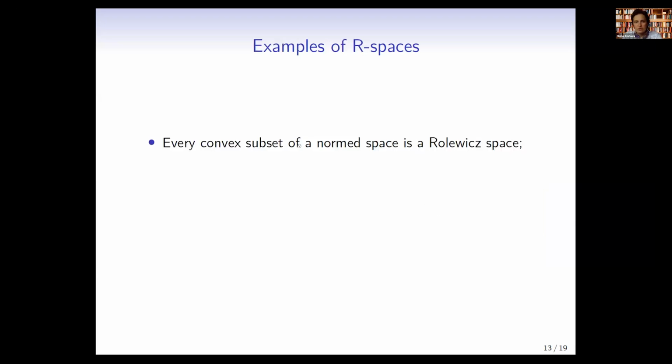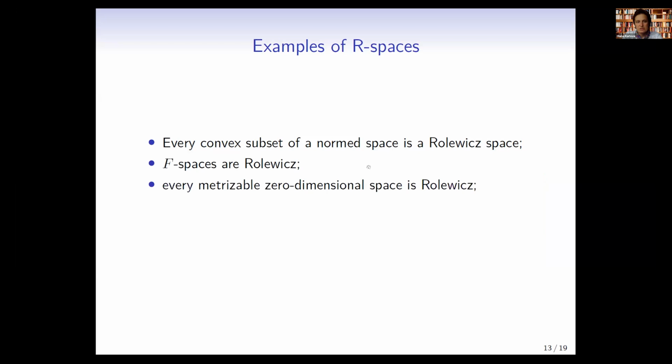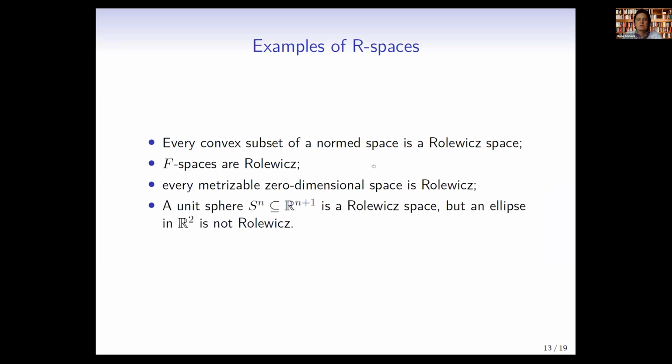Some examples of R spaces: all convex subsets of a normed space, F spaces are Rolewicz spaces, and every metrizable zero-dimensional space is Rolewicz. And a more specific example: a unit sphere is a Rolewicz space, but at the same time, for example, an ellipse in R2 is not a Rolewicz space.